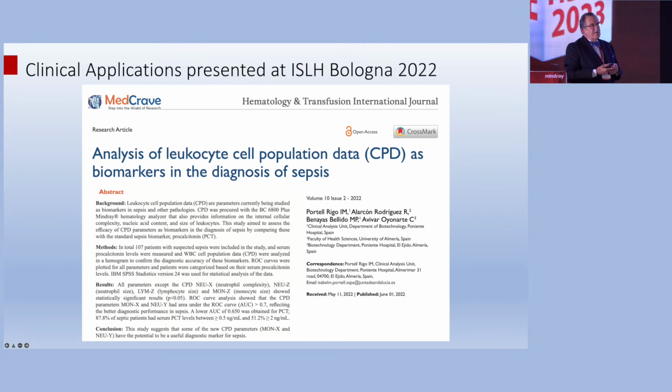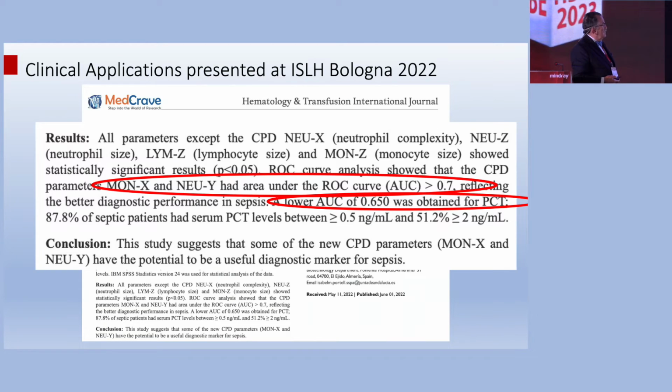Applications of cell population data for sepsis. There were two studies, one that is now an article; the poster was also presented in Bologna, but I will present the article, not the poster. They were saying that monocyte X, neutrophil-monocyte scatter and neutrophil fluorescence, having a ROC curve more than 0.7, were very useful to suspect sepsis.